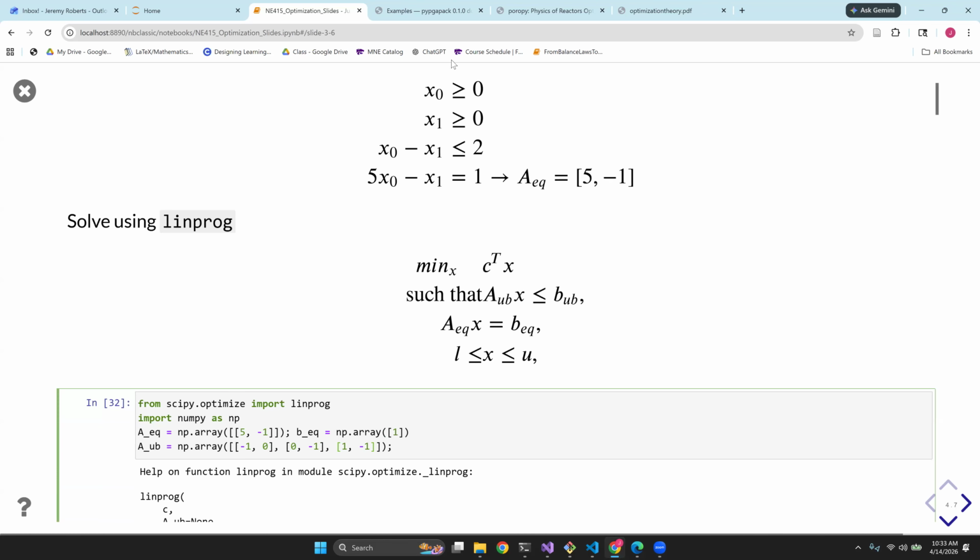These things come from, if I want x0 greater than 0, that means negative x0 less than or equal to negative 0, which is just 0. Same thing for x1. So that's why you see a minus 1 here and a minus 1 here. And then this one already is less than or equal to, so that's a 1, a minus 1. And then I've got to make the right-hand side for those, which will be 0, 0, and a 2.